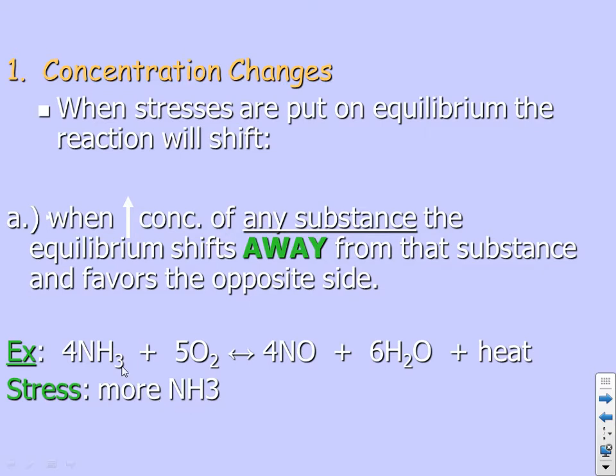So here's my arrow, right in the middle, this double arrow. It's at equilibrium. According to Le Chatelier, we could add a stress to make the reaction shift just to the right or just to the left. Here we're adding NH3. Here's the NH3, and it's on the left of the arrow. We're going to shift in the opposite direction, or away from the stress. Since NH3 is on the left, we will shift to the right.